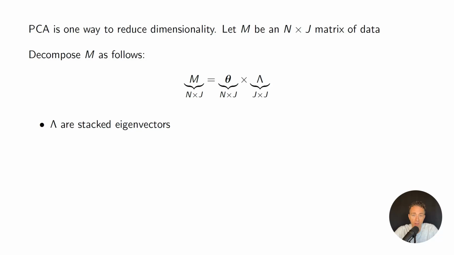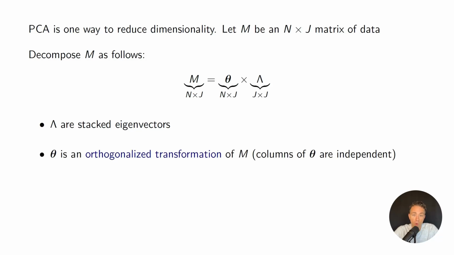So lambda are all the eigenvectors, and then theta is going to be an orthogonal matrix, meaning that all of the columns of theta are going to be independent of one another, or orthogonal to each other. Again, if you've taken a linear algebra course, you likely covered orthogonal bases or orthonormal bases. This is the same type of idea.